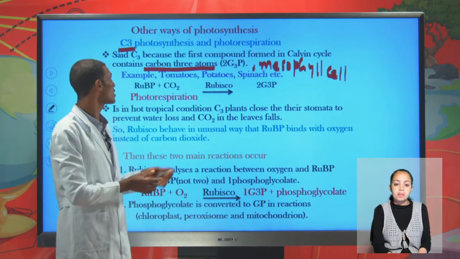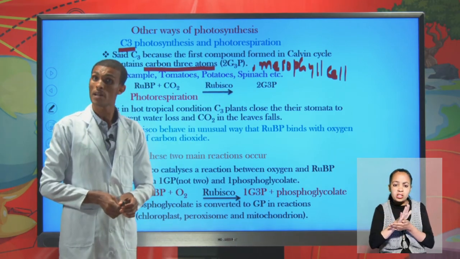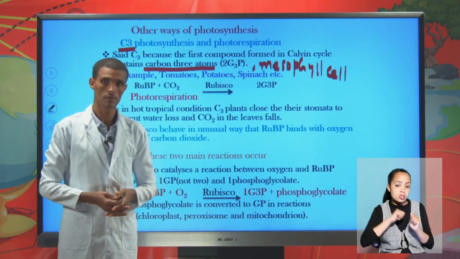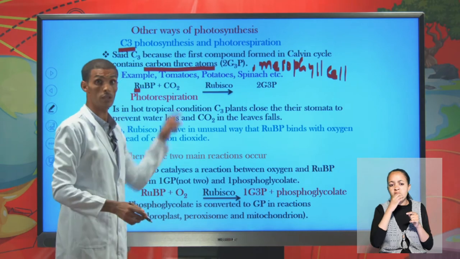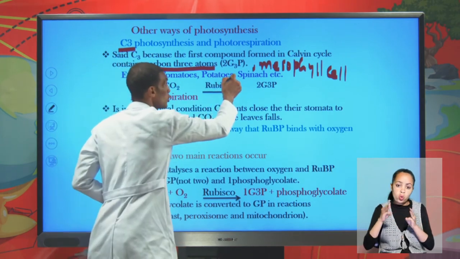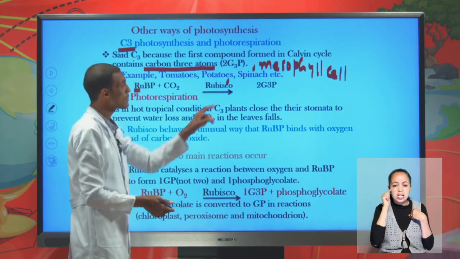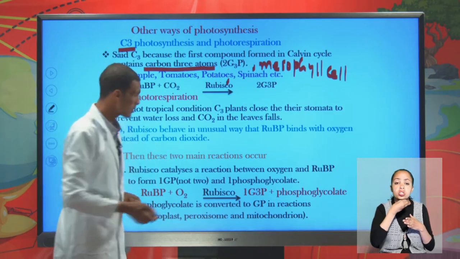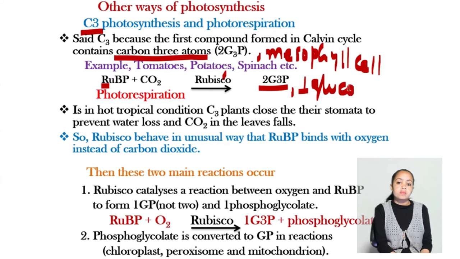Plants like tomatoes, potatoes, spinach, and barley, all broad-leaved plants, follow this type of photosynthesis. For example, equationally, there is fixation of carbon dioxide here. Ribulose bisphosphate is binding with carbon dioxide. In this case, ribulose bisphosphate carboxylase is involved, not oxygenase, because it is an enzyme that catalyzes two reactions, one with carbon dioxide and one with oxygen. The compound formed here is 2 glycerate-3-phosphate, which is equivalent to production of 1 glucose molecule.